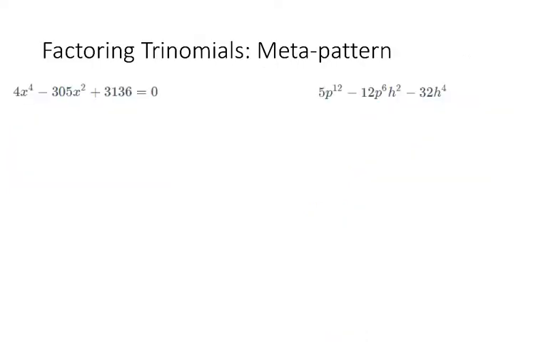So now let's try one with a meta pattern. Oh Lord, look at this terrible, nasty one. Now, on Delta Math, if you get one this awful, yes, you absolutely positively can use a calculator. So my master product in this case is going to be 4 times 3136. I'm actually reaching for a calculator right now. 4 times 3136. Oh, yeah, 12,544.